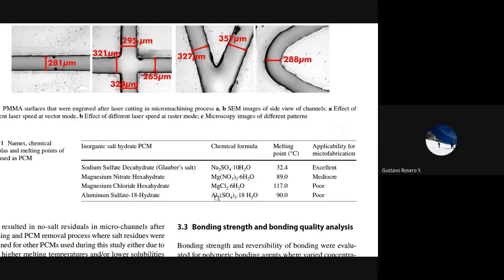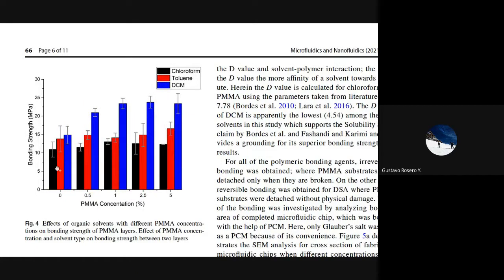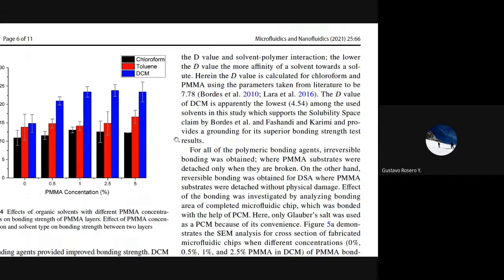These are the different solutions that they use in order to protect the channels. In order to perform bonding, they use different percentages of methyl methacrylate dissolved in three different solvents. This one, the blue one, is dichloromethane, and this is the bonding strength that they measured after the bonding. It means that for separating this, the better one is the methacrylate dissolved in dimethyl methacrylate, because the pressure is a little bit greater. No? Okay.